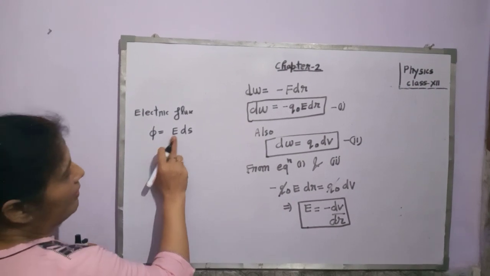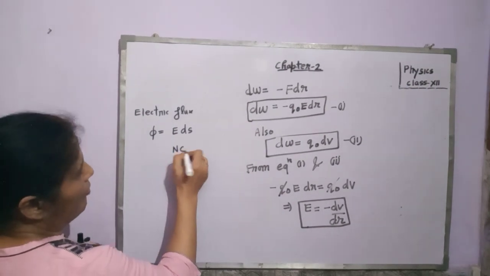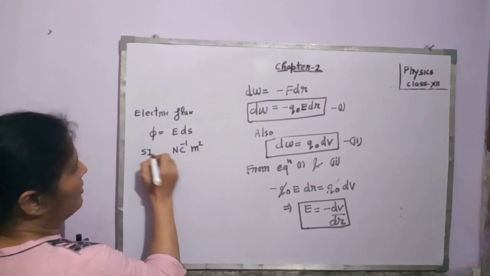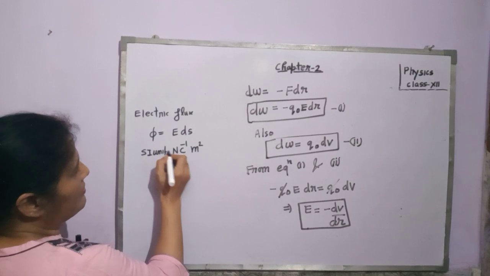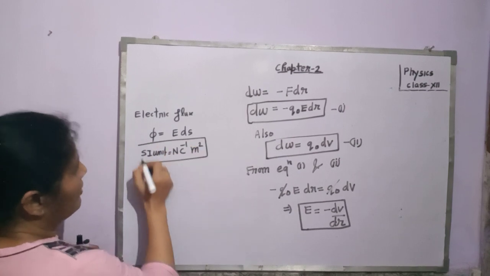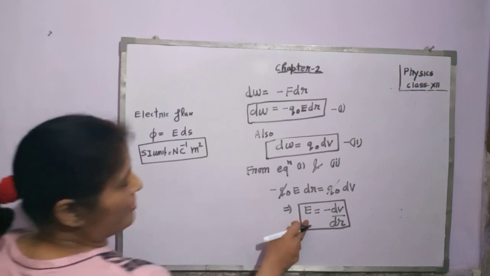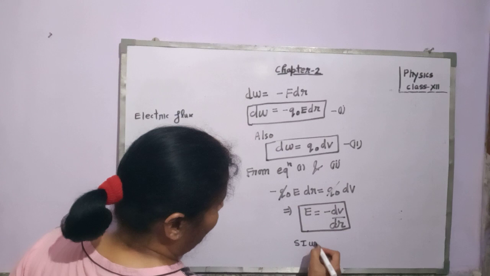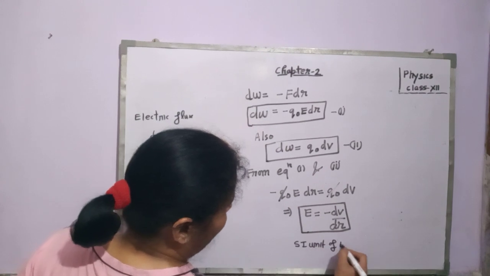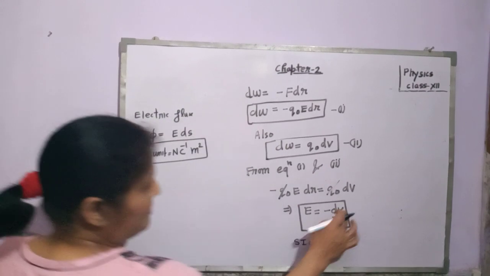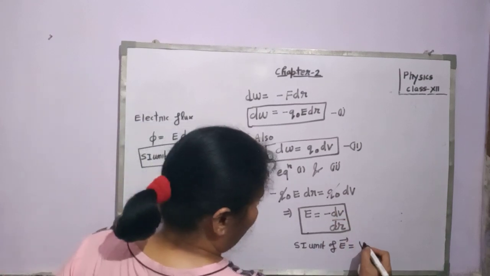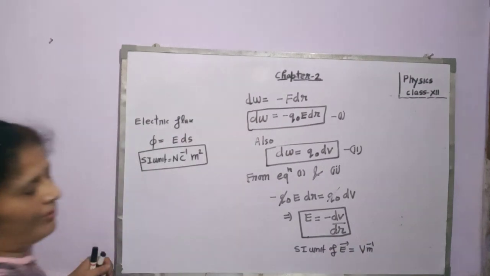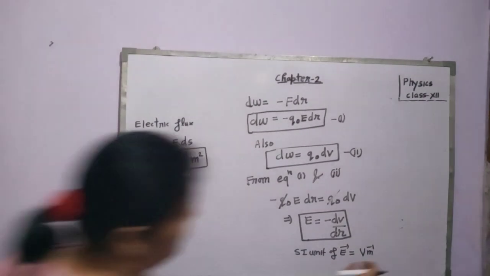Now the SI unit of E is Newton Coulomb inverse, and the SI unit of area is meter square. This is the SI unit of phi, the first unit. But from the expression E is equal to dV upon dr, you can see the SI unit of electric field from this equation is volt per meter, volt meter inverse. We can write it in this way also.